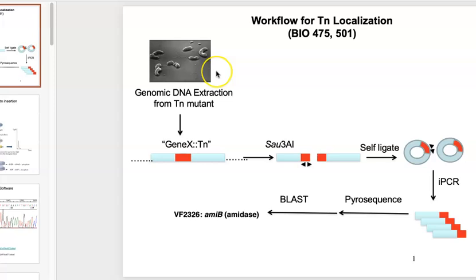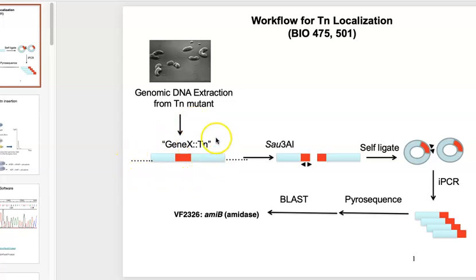So in this particular case, imagine we've isolated a mutant that is defective in cell division. And so that means that the cells, rather than forming individual rods or vibrios, form chains, which is very unusual for that particular species. And so right off the bat, you can say this has an aberrant cellular morphology and arrangement. So then we would do the genomic DNA extraction from the transposon mutant.